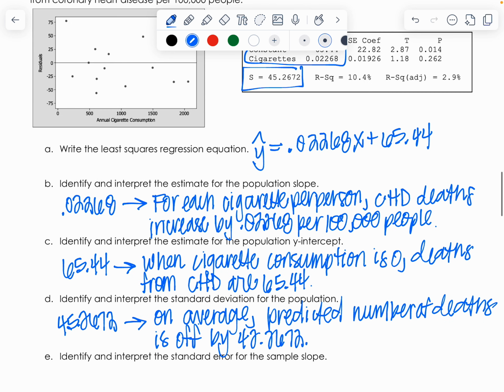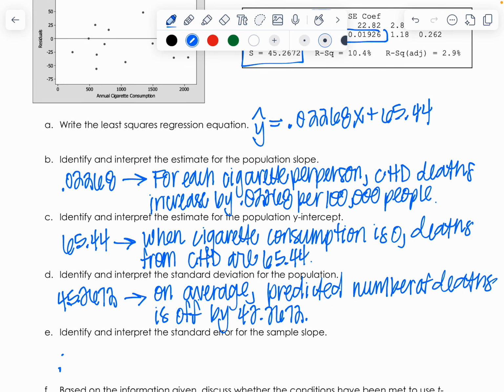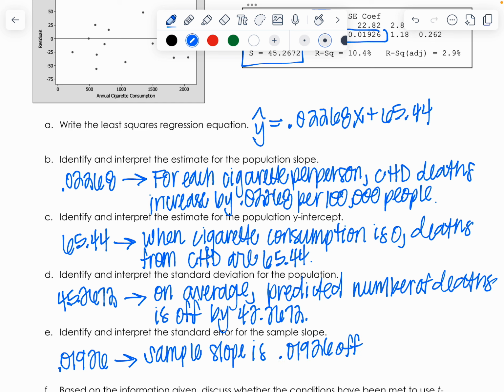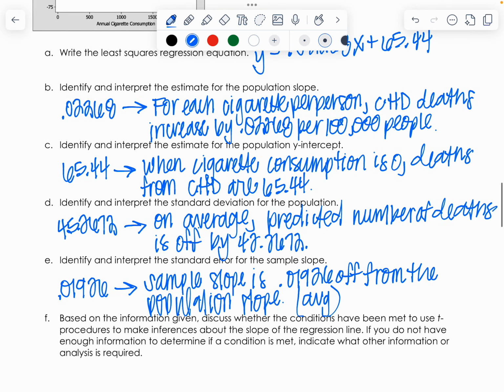The standard error for the sample slope is this guy, 0.01926. And it tells us the sample slope is 0.01926 off from the population slope. And that's an average. Right, we don't know it's exactly that much off, but it's on average that far off.